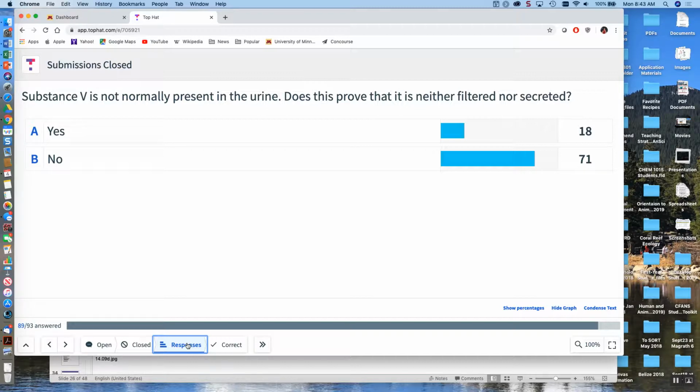That's right. So it could be filtered or secreted and then strongly reabsorbed, so nothing ends up in the urine. Does that make sense? A good example is glucose, right? Glucose is filtered at the glomerulus, and then 100% of glucose is reabsorbed in the proximal tubule. Remember, 100% of nutrients are reabsorbed.